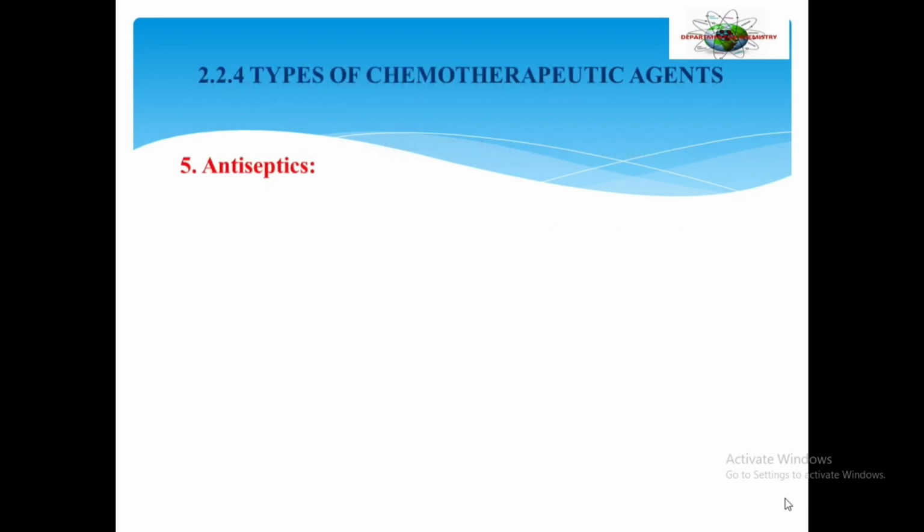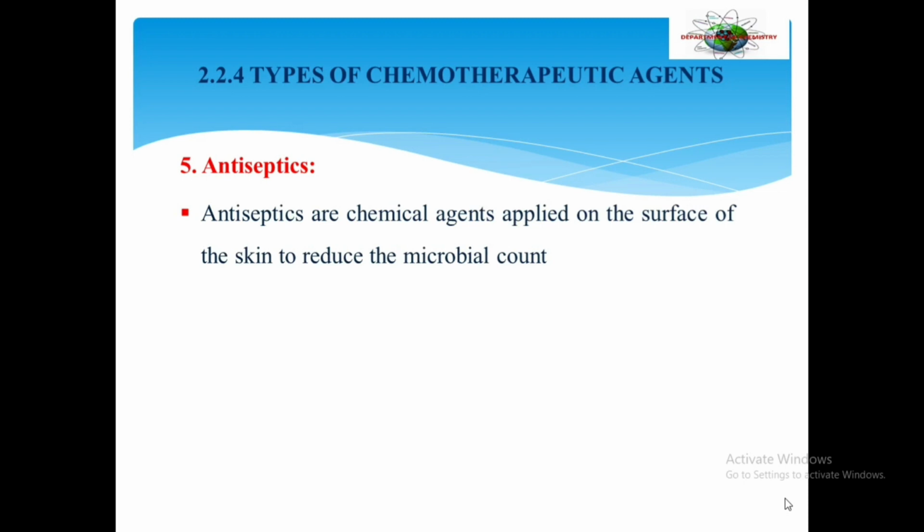The next type of chemotherapeutic agents are antiseptics. Before going to the definition of antiseptics, naturally occurring antiseptics are tea tree oil, eucalyptus, lavender, and grapefruit seed extract. In our daily life, we use some antiseptics like isopropyl alcohol, hydrogen peroxide, and potassium permanganate. Let us move to the definition of antiseptics.